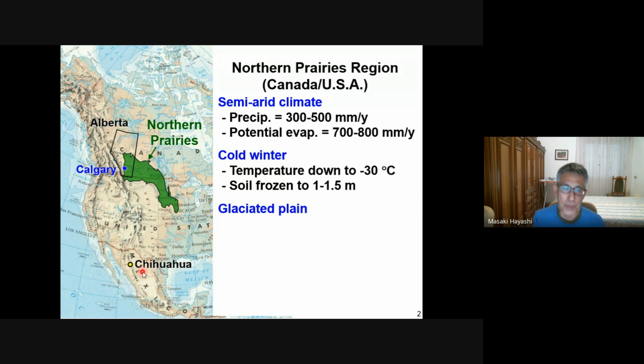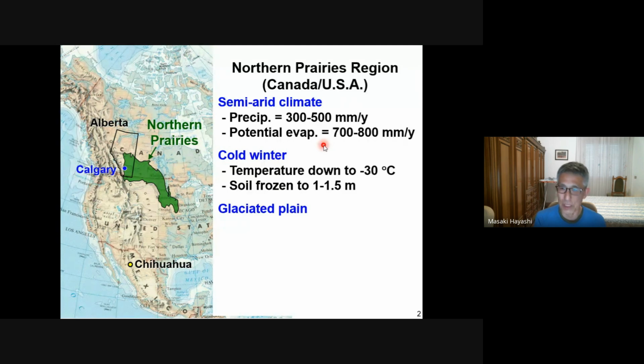For example, precipitation in this northern prairies region ranges from about 300 to 500 millimeters per year, which should be similar to what you are getting in Chihuahua. When I looked it up on Google, it said about 400 to 450, so it's pretty similar. But our potential evaporation, the amount of water that can evaporate if there is water available, ranges from about 700 to 800 millimeters per year. I believe in Chihuahua, you get about double the amount, 1,500 millimeters per year.